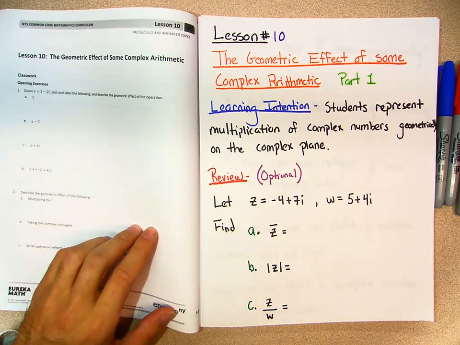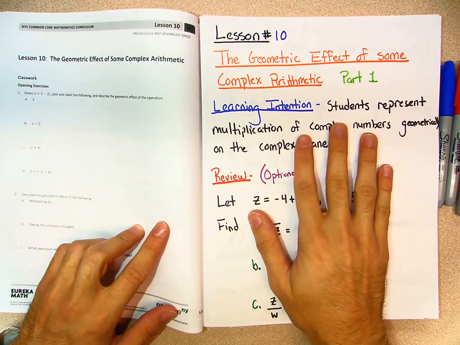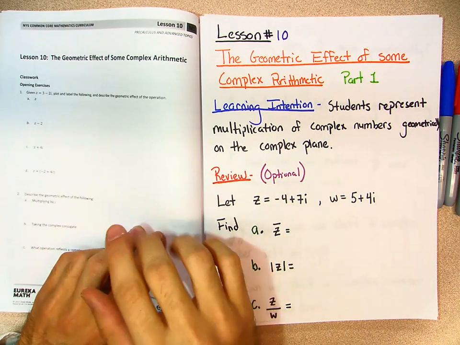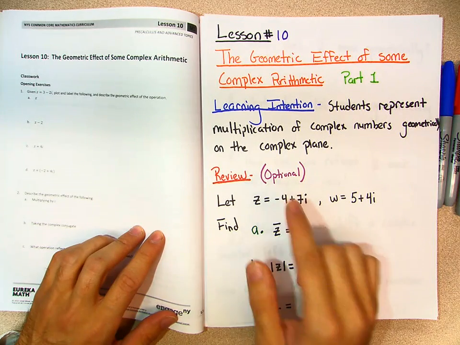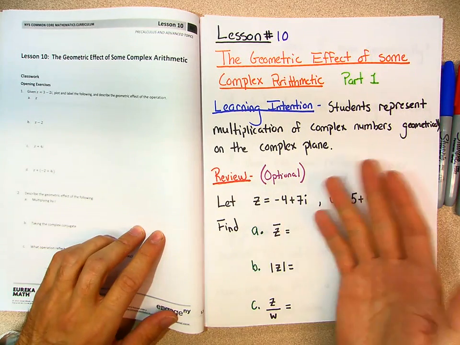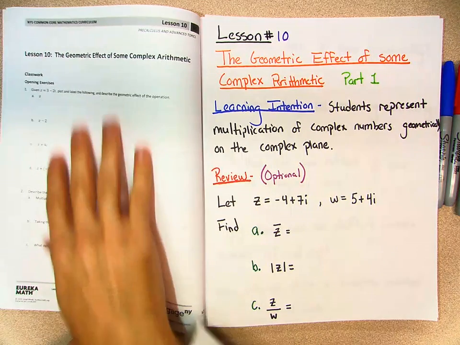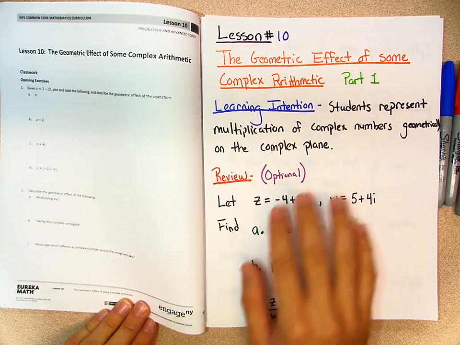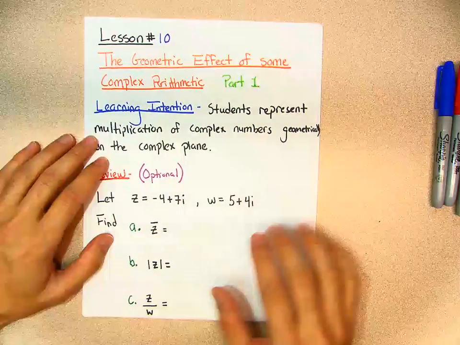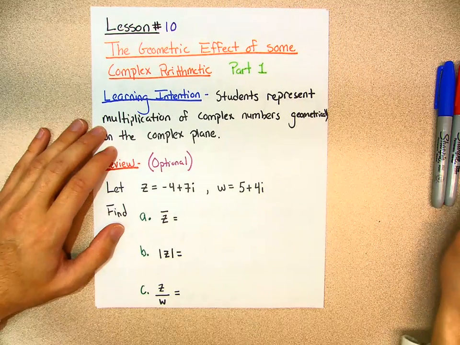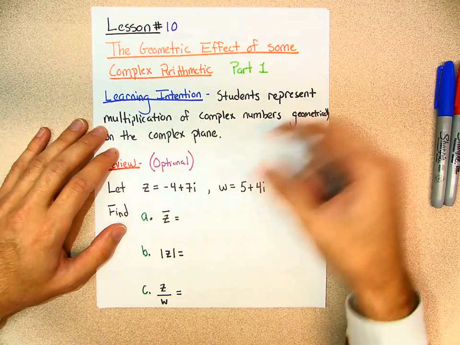Let's do this. Lesson 10, the geometric effect of some complex arithmetic. For this part one, if you feel a little shaky on some of the topics we talked about previously, this review is optional for you to get a better feel of what's going on. We're not going to do this page until part two, okay? So this is just part one, and I created some questions that I thought would help review the topics we've been talking about. So here, let's look at the first part. The learning intention we'll get to in the next section.